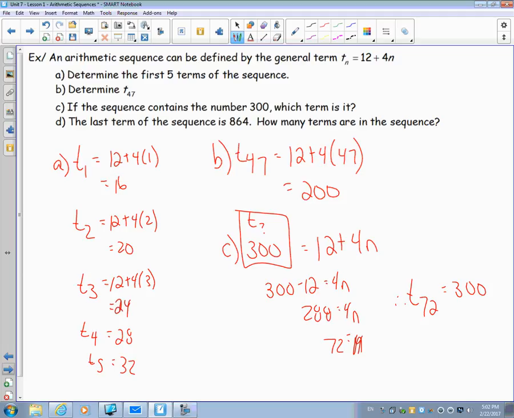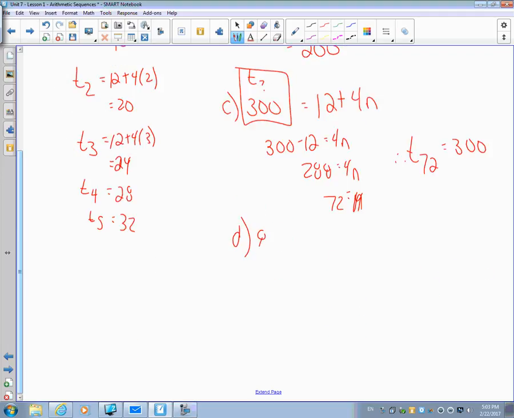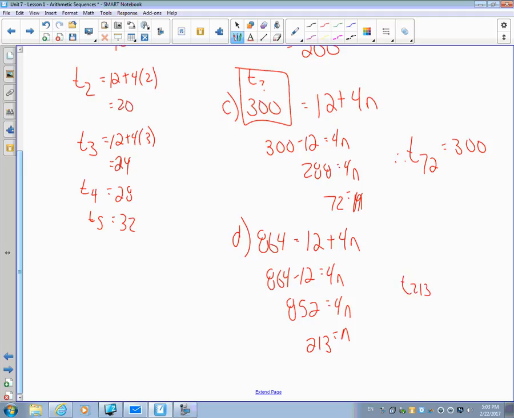Okay. The last term, 864. How many terms are in this sequence? Well, that's basically the same question all over again, right? It's asking us what term number is the last term. I can solve this. Do the exact same thing we just did. Divide by 4 again, and we should get 213. And there's 213 terms in this, because I know that the 213th term is 864. And we were told that was the last term. So we can problem solve a little bit.